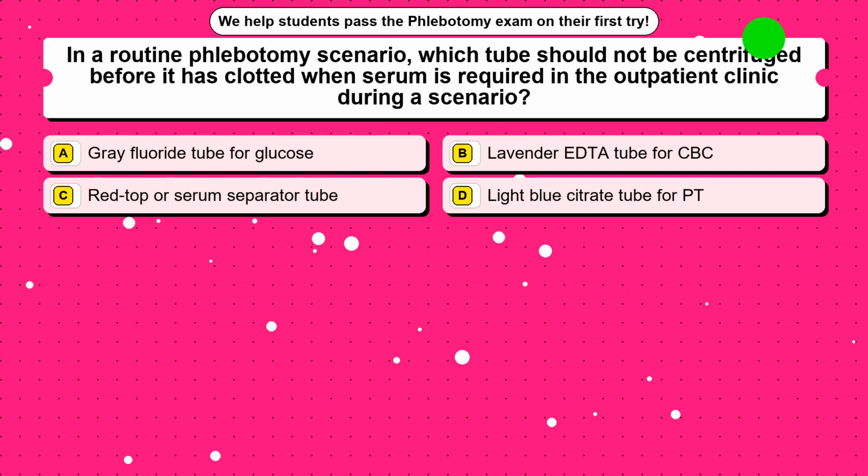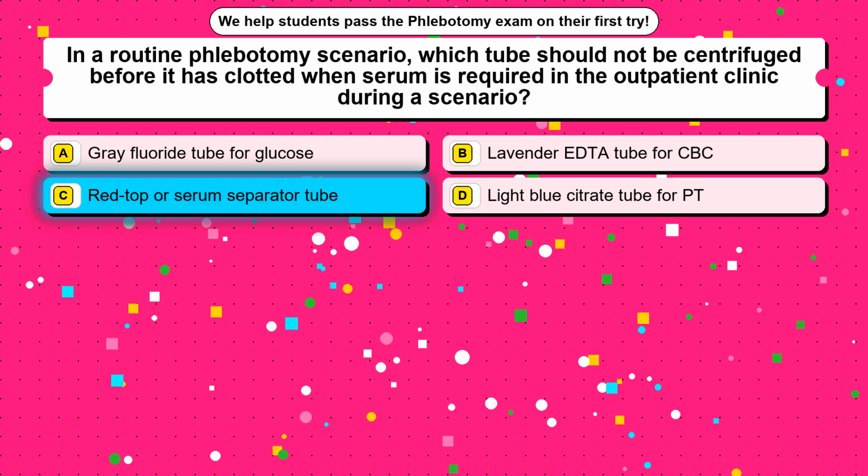Question 97. In a routine phlebotomy scenario, which tube should not be centrifuged before it has clotted when serum is required in the outpatient clinic during a scenario? Option A, gray fluoride tube for glucose. Option B, lavender EDTA tube for CBC. Option C, red top or serum separator tube. Option D, light blue citrate tube for patient.